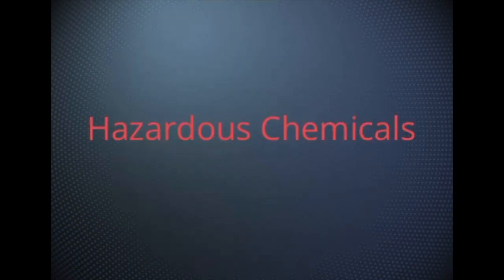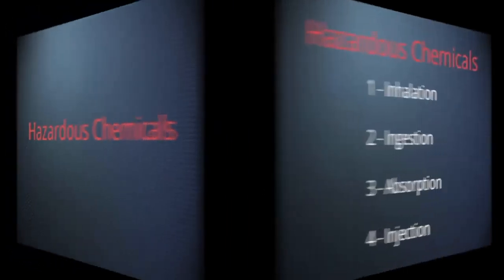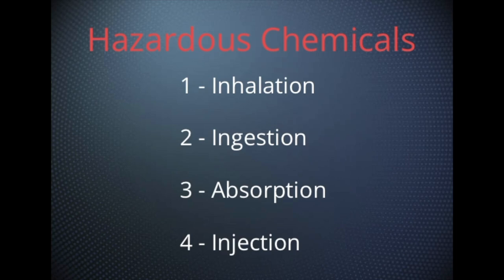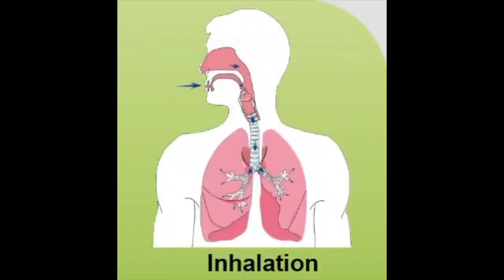Let's talk about hazardous chemicals. There are 4 ways chemicals can enter the body: inhalation, ingestion, absorption, and injection. These chemicals can cause illness, disease, and even death. Inhalation is the most common point of entry.